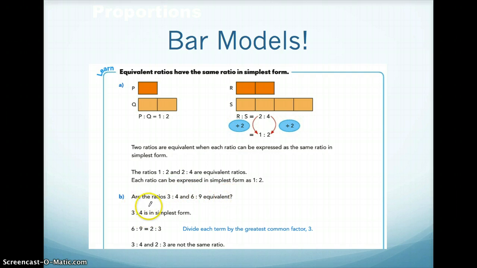Well, 3 to 4 is in simplest form, and 6 to 9 we can reduce to 2 to 3. So we do this by dividing each term by the greatest common factor, which is 3. And so 3 to 4 and 2 to 3 are not the same ratio. Okay, let's try another slide.